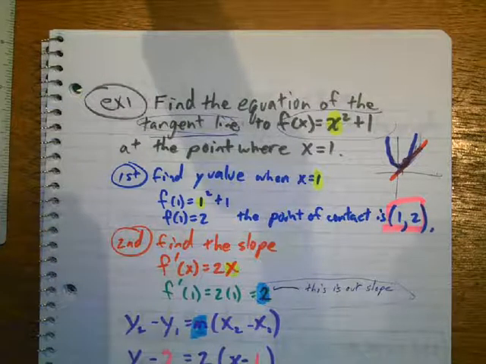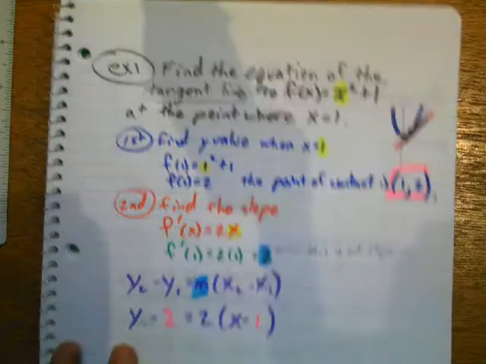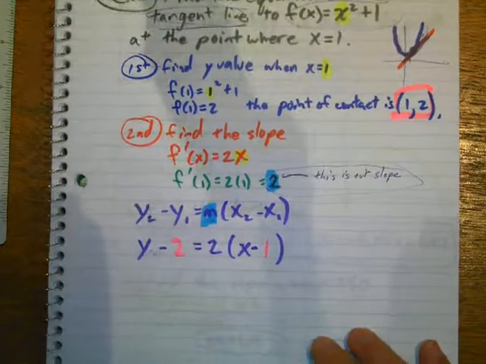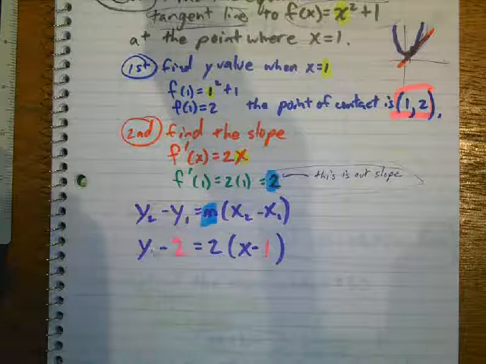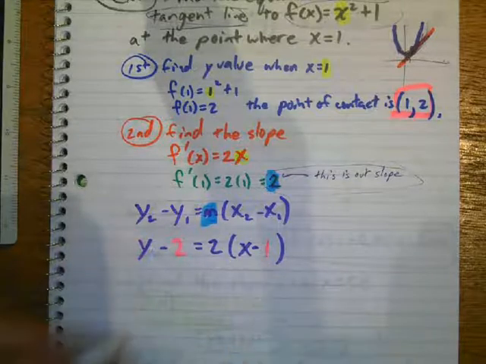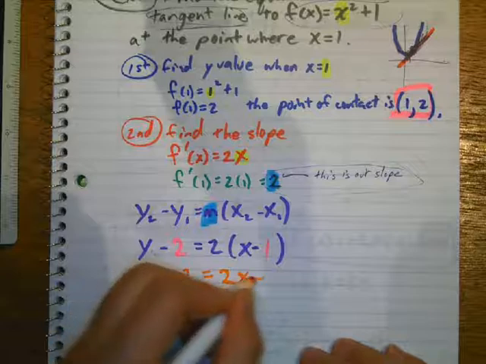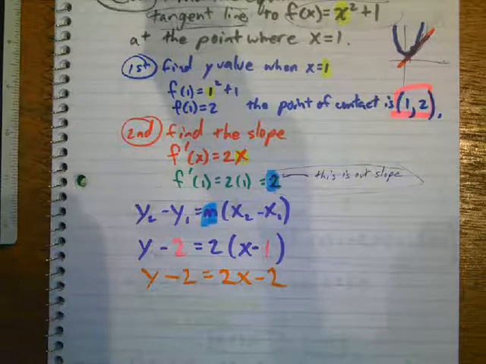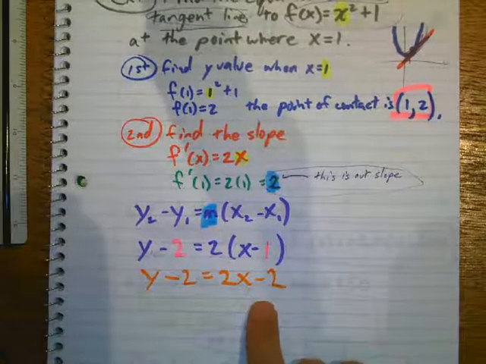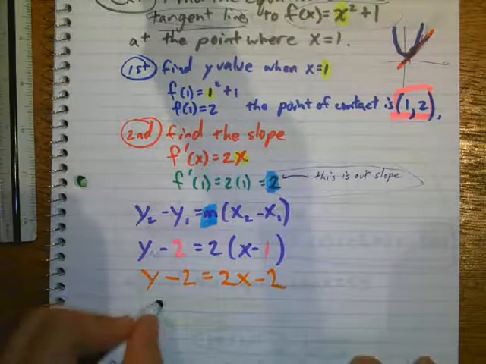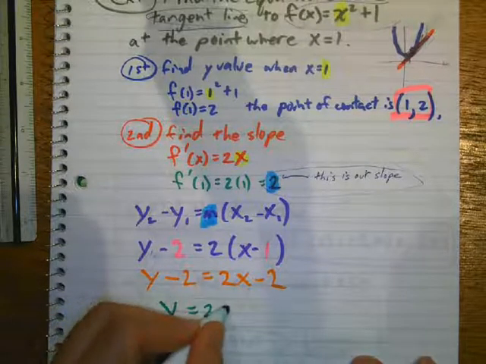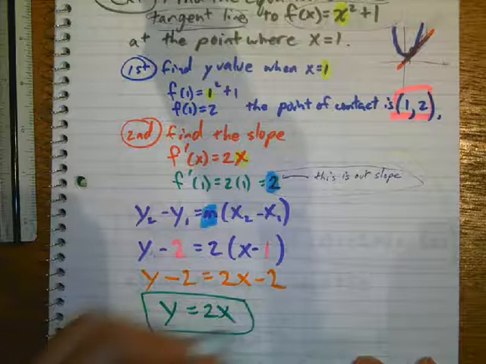Okay, so now we can do distributive property with 2. I get y minus 2 equals 2x minus 2. And then the last thing is we add 2 on both sides, and we end up with y equals 2x. And that is the equation of the tangent line.